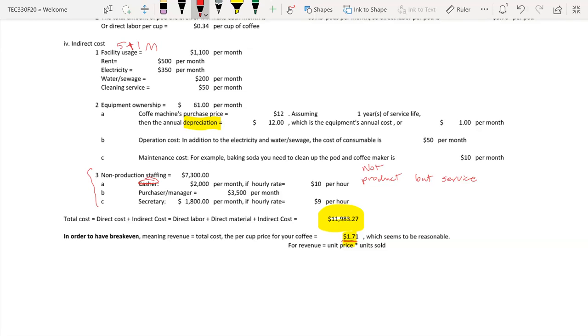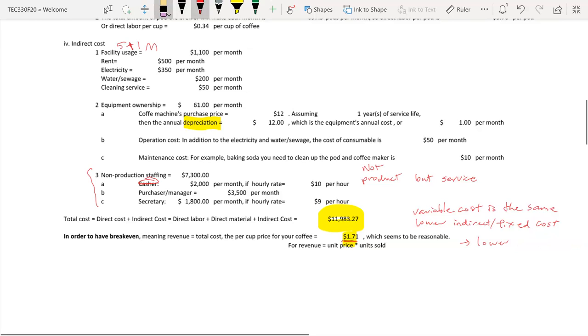So let me write it down. Variable cost is the same. Lower indirect costs or fixed costs, lower price per item. That's not the right term. Sales price, item price.